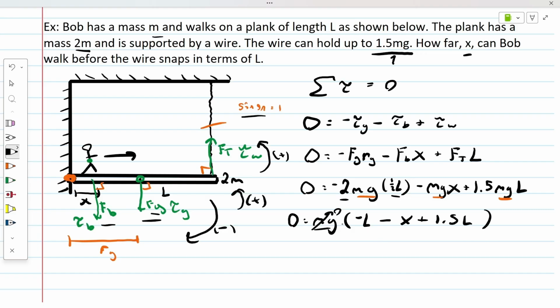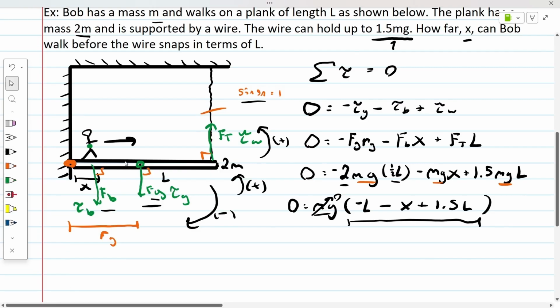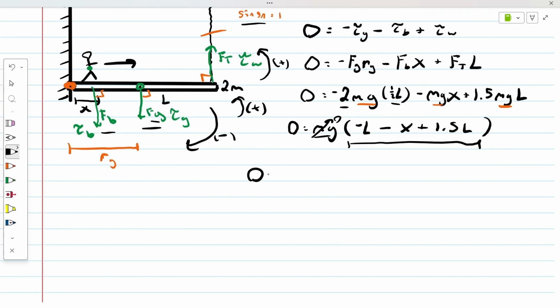But we don't care about the mass times gravity. We just care about this term right here. And we know mass times gravity is not going to equal 0. But we want to find what does equal 0, which is this. And so we have now 0 equals negative L minus x plus 1.5 L. And so now we can move x to the other side, and we get 1.5 L minus L, which is like a 1 L, so we get x equals 0.5 L.